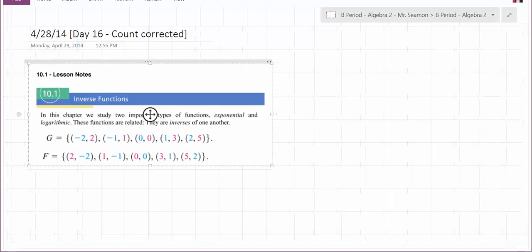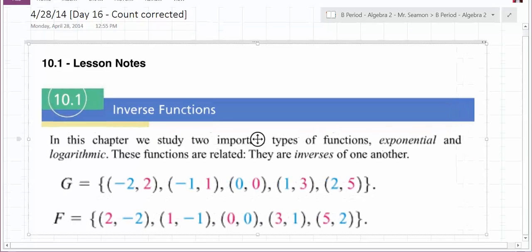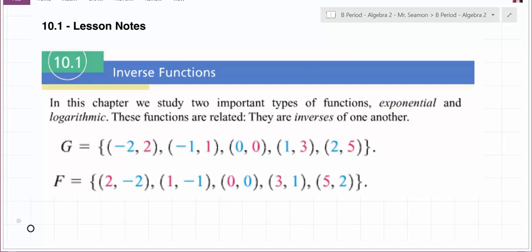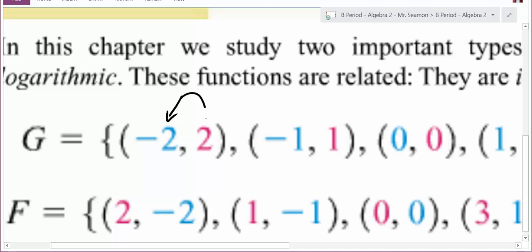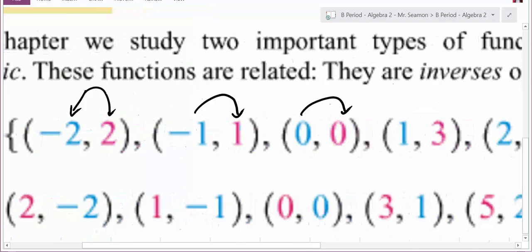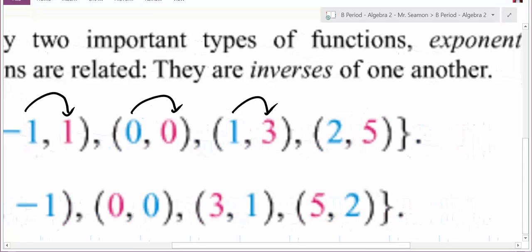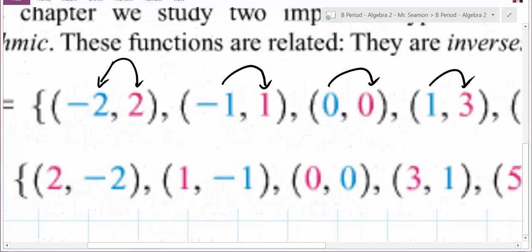There's the function g and there's the function f, and they're being defined in this set notation. So when you plug -2 into the function g, what do you get out? You get out 2. When you plug in -1, you get out 1. 0, you get 0. 1, you get 3. And 2, you get what? 5. Here's a function f.